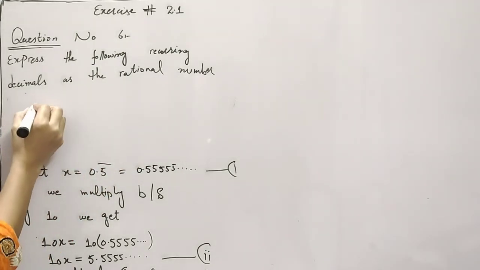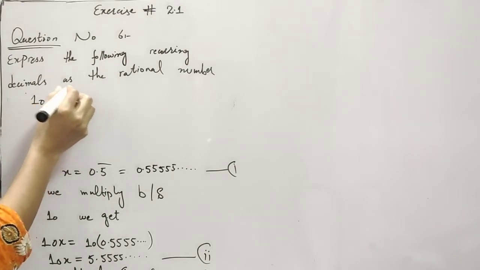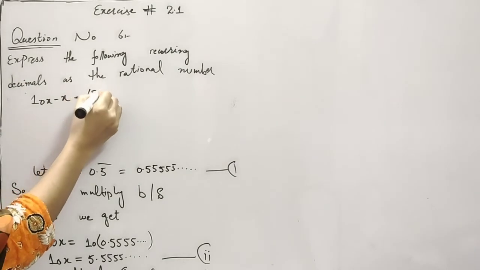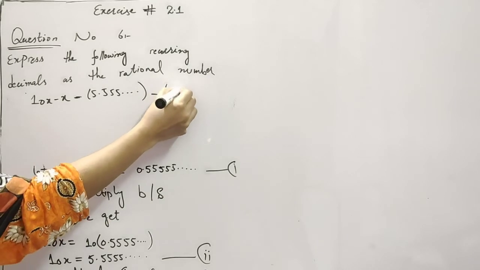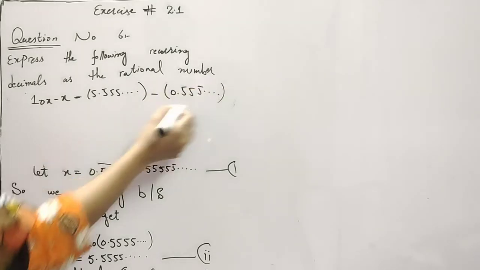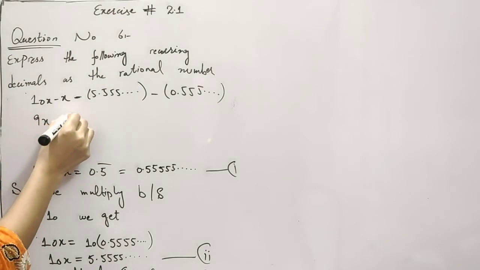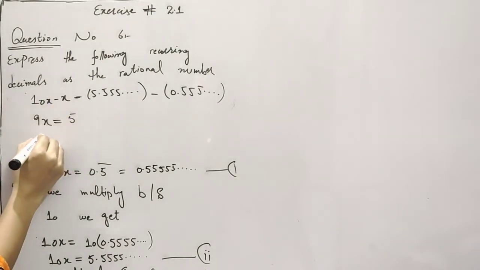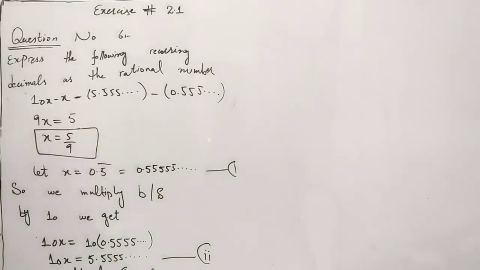We will get 10x minus x equal to 5.555 and so on minus 0.555 and so on. Here 9x is equal to 5, and x will be equal to 5 by 9. So this is the rational number. This is the answer of the first part of question number 6.